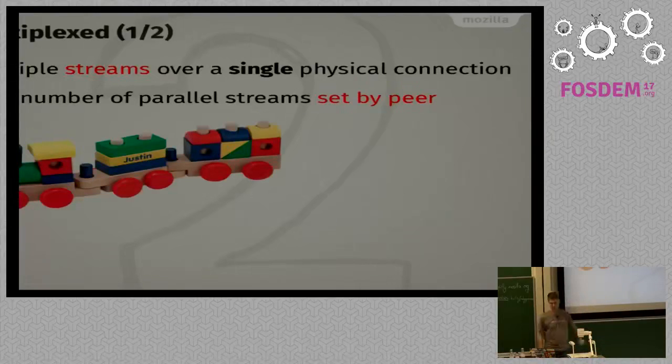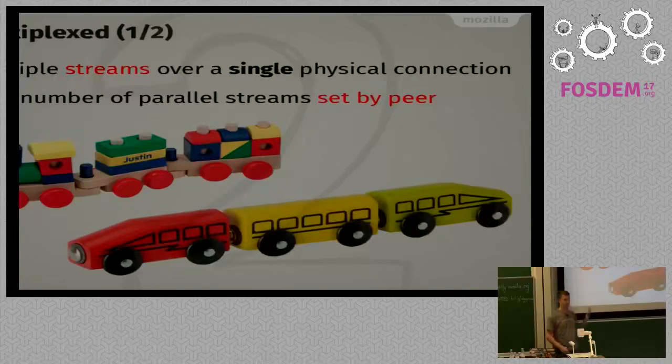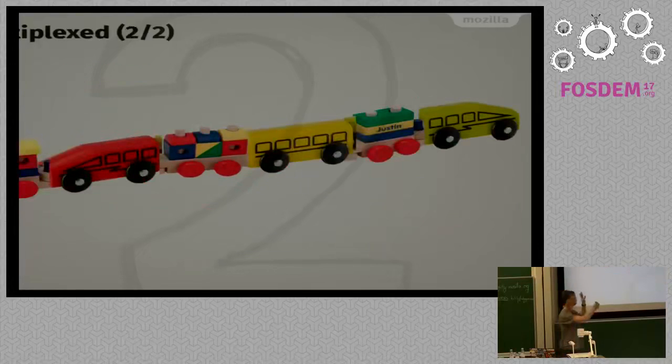So when you want to send one image, it's like a train consisting of a number of frames, and you send another image which also has a number of frames, and you interleave them. They both go over the wire, same connection, different streams. And we'll come back to the train analogy soon.